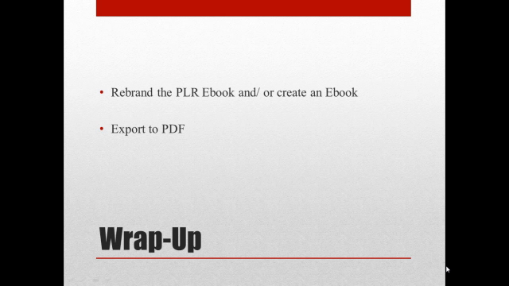Alright, so that's pretty much all there is to it. All you need to do now is go ahead and rebrand your PLR product, the ebook that it needs to be. Make sure you change up the cover, the information, all things that we went over if needed. And then once you're done with finalizing the Word document or the Open Office document, all you need to do is export it to PDF. Let's just go over that process really quickly.